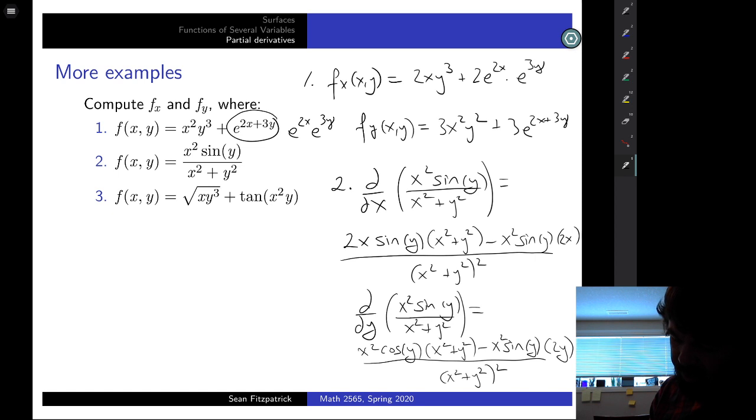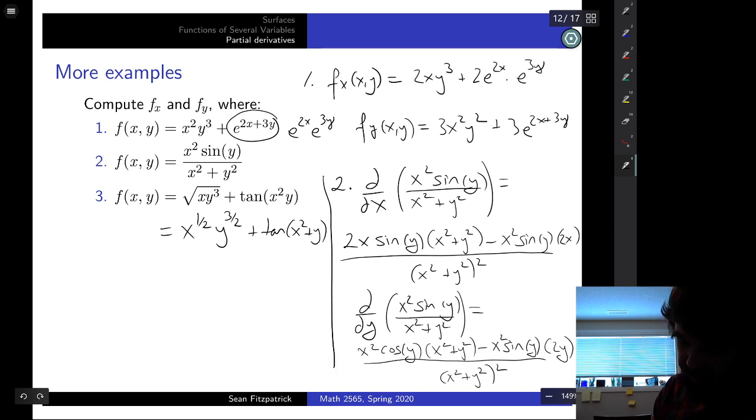Now, before I proceed, I want to do one thing. If you do this, you will make your life so much easier. Distribute that square root across the two terms. x to the 1/2, y to the 3/2, plus tan of x squared y.